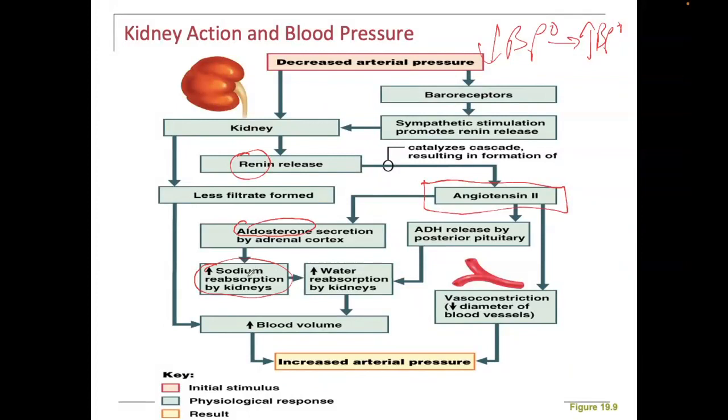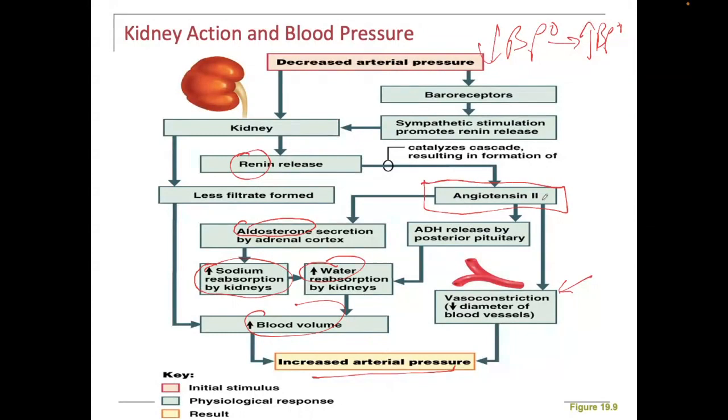When you increase salt, you increase blood pressure. If you eat salty chips, you drink water. When you have salt and water, your blood volume goes up, and that's going to increase blood pressure. Angiotensin 2 also constricts your blood vessels. When you constrict, blood pressure goes up.